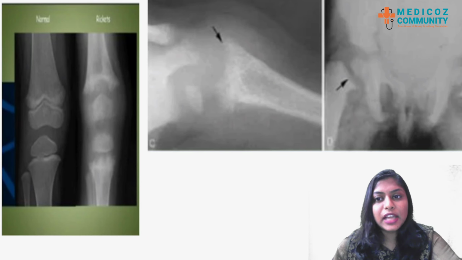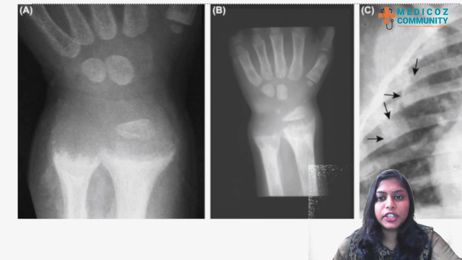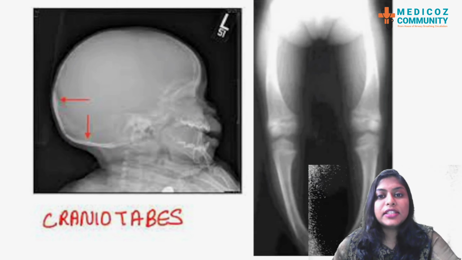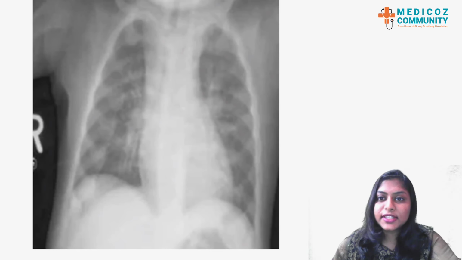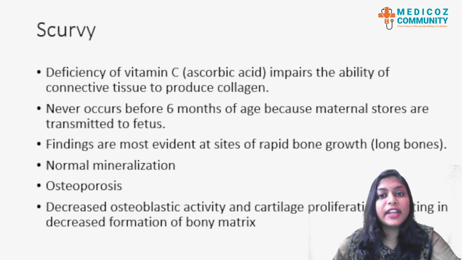This is another example. It is seen at the metaphysis. The metaphysis is showing cupping. That is the most important thing to identify. These are a few other examples for cupping and fraying. And this is an example for craniotabes. And this is the bowing of long bones on an X-ray. This is the costochondral thickening, which is showing a rachitic rosary appearance. So these are the classical findings for rickets.